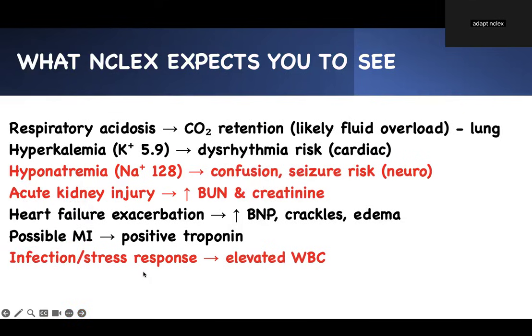This is what I want you to take home. All the things I've talked about, this is the only page I want you to pay attention to. Look at the lab work and then interpret it, and then you can use it to answer the question. Respiratory acidosis, where did it come from? CO2 retention, because the patient has a lung issue. Hyperkalemia, why? Because potassium is 5.9.